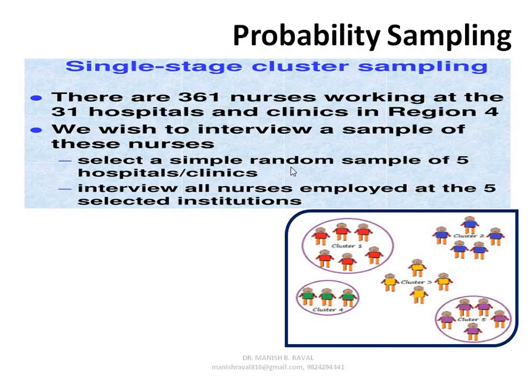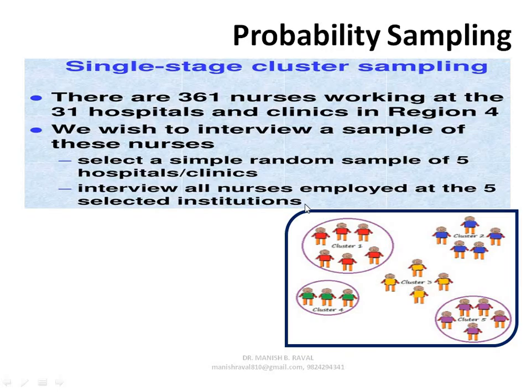Select a random sample of hospitals or clinics. So for example, out of 31 hospitals, we have selected 5 hospitals, and out of these 5 hospitals, interview all nurses employed at the 5 selected institutions. First, we selected 5 hospitals out of 31. That was our first stage. And from that first stage, we have interviewed all the nurses.